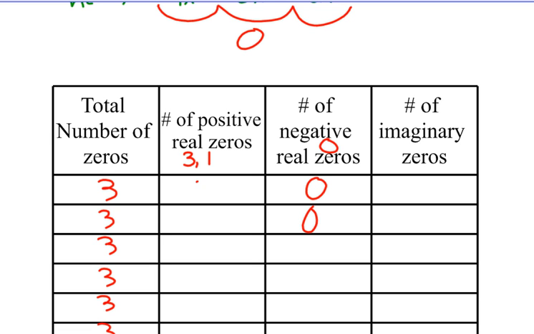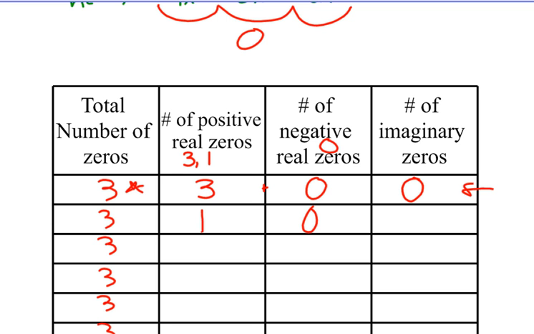My choices for positive are 3 or 1. Since my only choice is 0 for negative, I have no other options. So here I have a total. If I add these two together, I have 3. So how many imaginary zeros would there be? Well, this whole column across has to equal this number right here. So there's 0 imaginary zeros there.